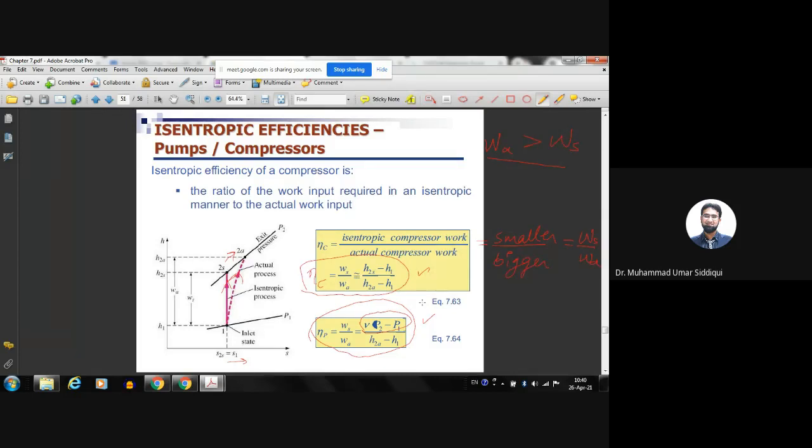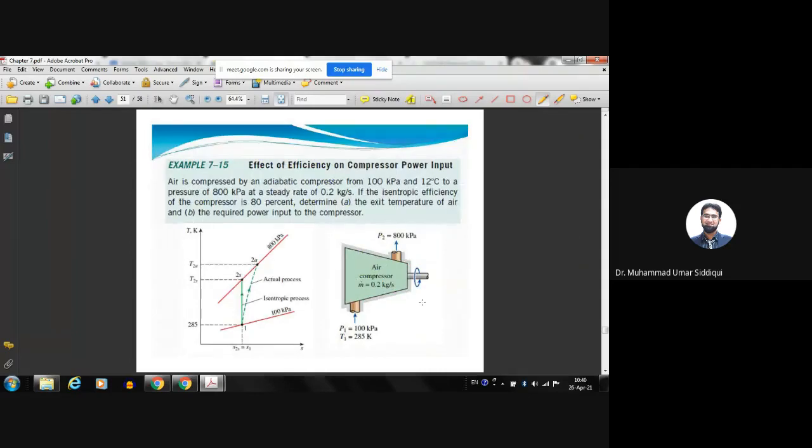Okay. So let's see a problem here. Air is compressed by an adiabatic compressor. So we have air here. Remember, whenever we have air, table A17 will be used. It is compressed by an adiabatic compressor from 100 kilopascal, so 100 kilopascal is my pressure P1, at 12 degrees centigrade, that's T1, to a pressure of 800 kilopascal.